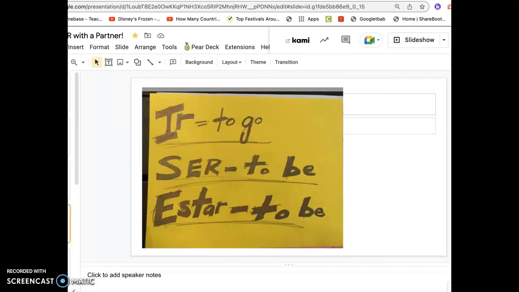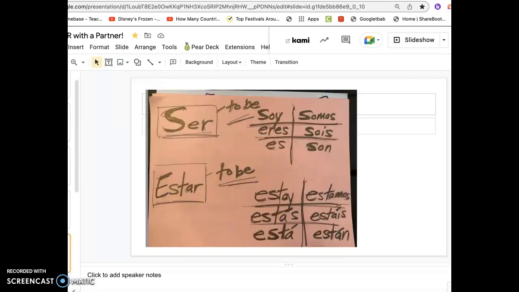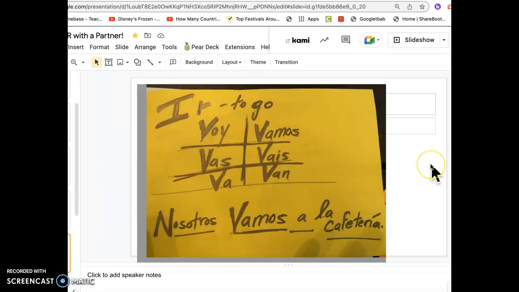And then for the irregular verbs, choosing among either tener or ir, to go, ser, to be, or estar, to be. And then showing those conjugation tables: soy, eres, es, somos, sois, son for ser; estoy, estás, está, estamos, estáis, and están for estar. And then we'll go to ir: voy, vas, va, vamos, vais, van.